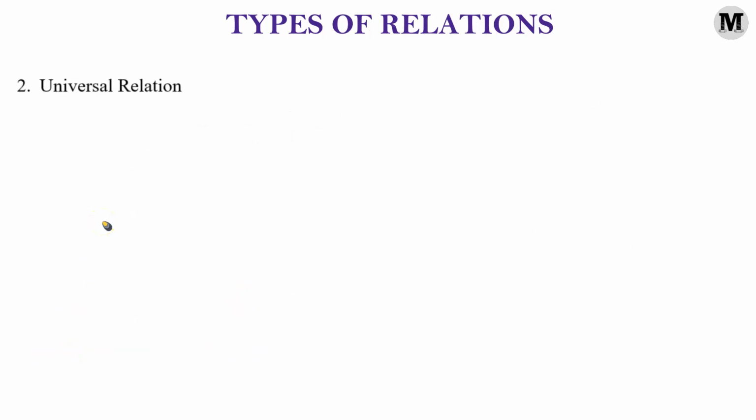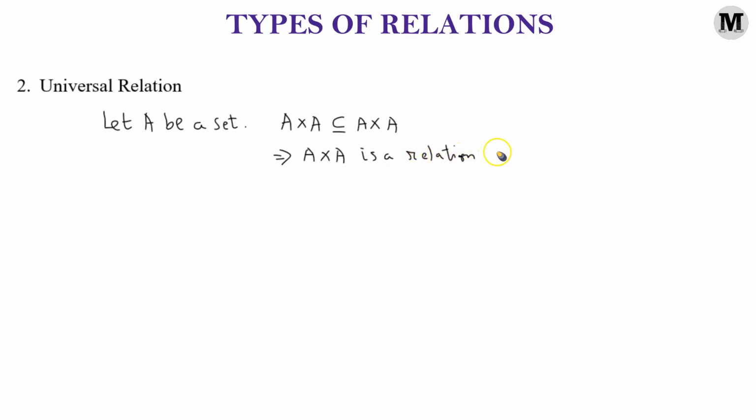Now, the next type of relation is going to be referred to as the universal relation. For some set A, let's say let A be a set. Now, if we have the Cartesian product of the set A with itself, which is also a subset of the Cartesian product of A with itself, then this definition simply tells us that A Cartesian product A is a relation on A. And when this is the case, we can simply say that A cross A is nothing but the universal relation.